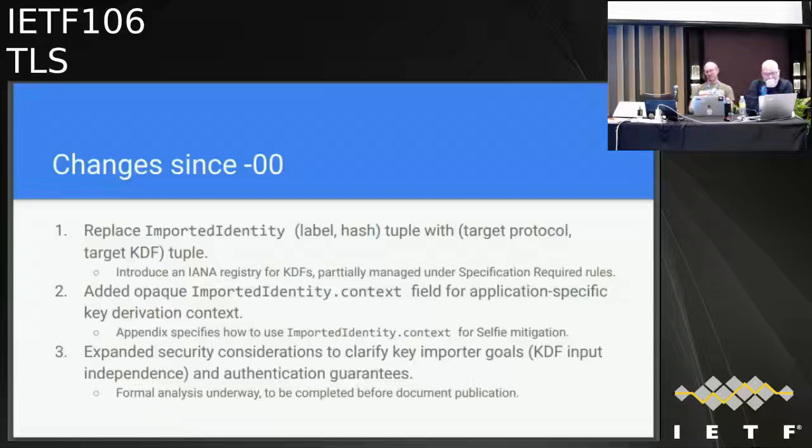We also added a new slot to the import identity struct, which is this opaque context field, primarily to help mitigate and deal with the selfie attack. So the idea is that if you have a deployment in which selfie is relevant, fill out the contents of this context field accordingly. And there's guidance on how to do that in an appendix.